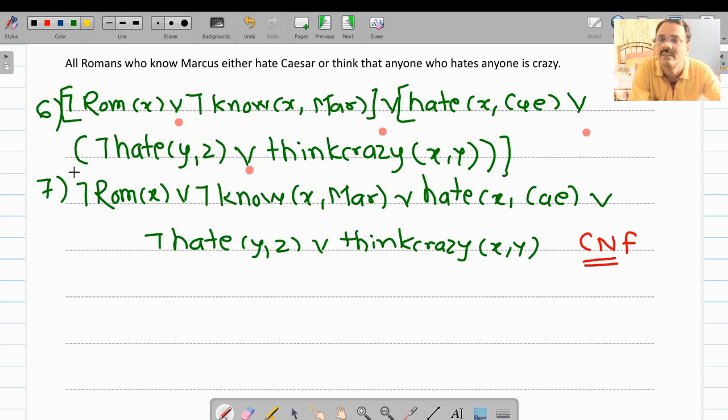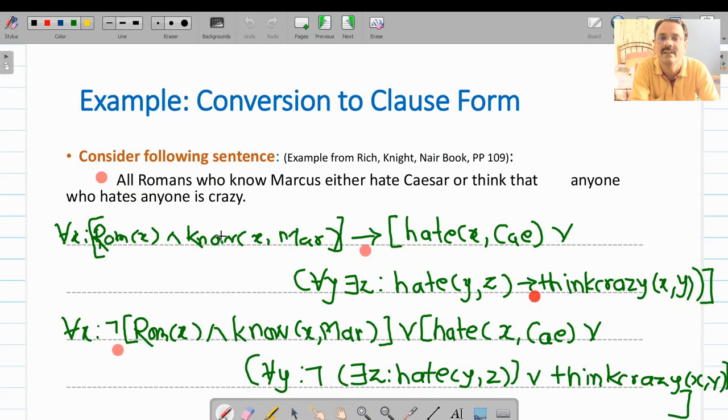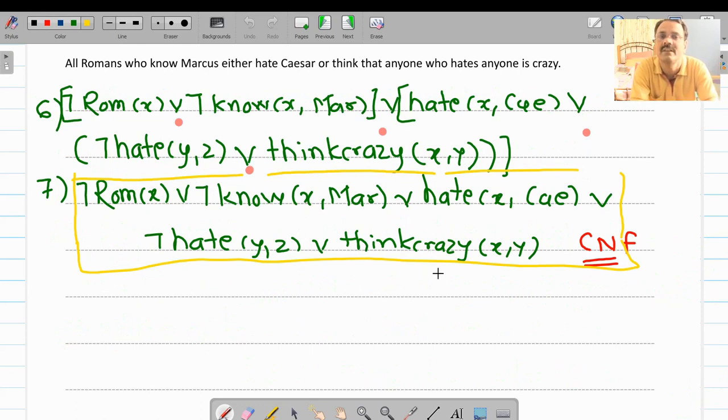So this will be the output of application of this procedure, all the steps that we have seen. You will get this. See how simplified this form is. This is equivalent to your original statement. It was something like this. This statement and this statement both are equivalent. That's how we convert a given statement into clause form.